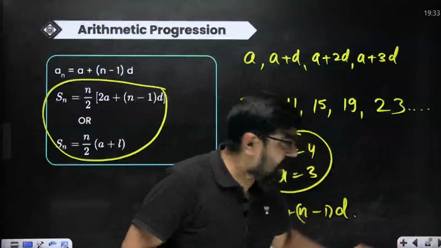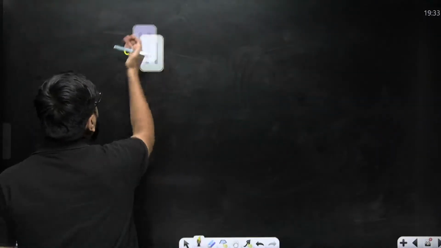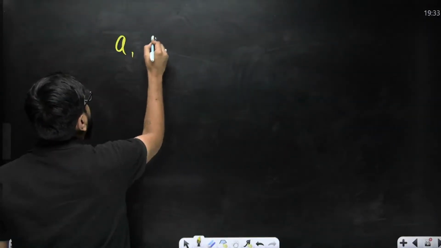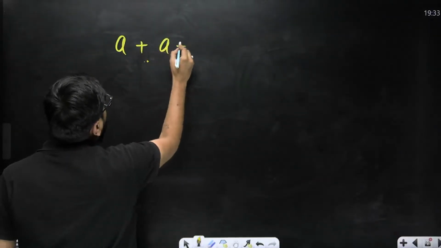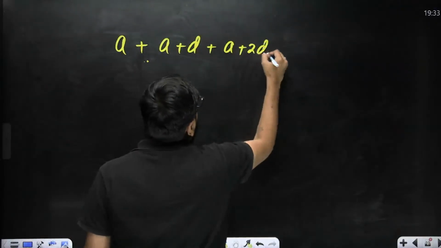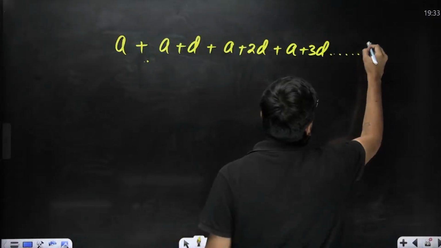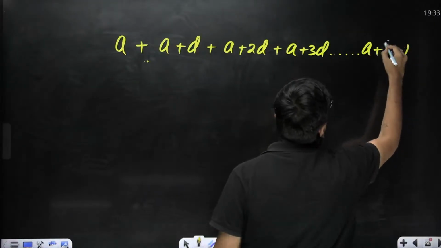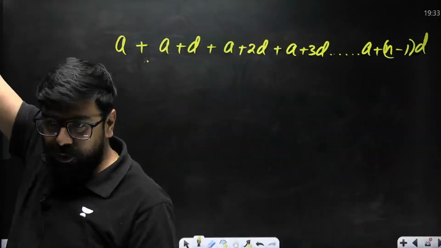Now let's understand what if we have to add the terms. First term is a again, second term is a plus d. But this time I'm not separating them with commas. I'm going to use a plus d, then a plus 2d, then a plus 3d. This is how I'm going to add these terms, up to a plus n minus 1 d, some general term. I don't know what n is.